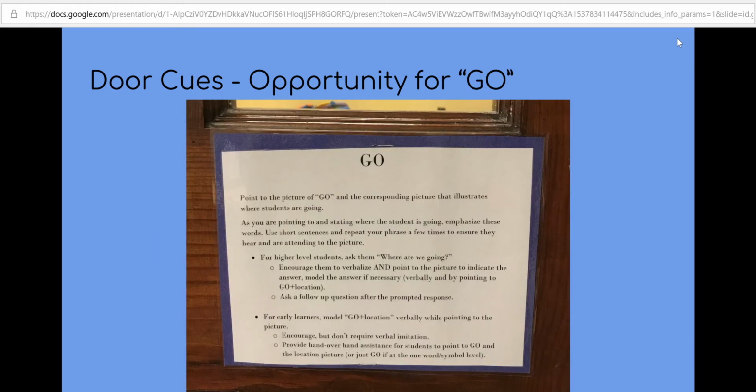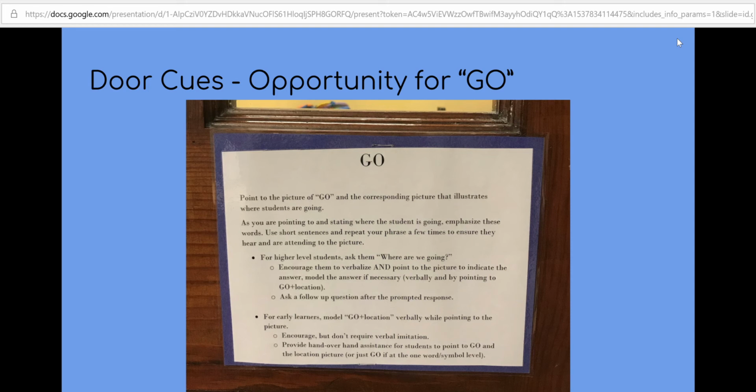The next door cue is for the word go. So this is hanging on the door as well, and there are times when students are leaving the room. They are always going somewhere. So they are either going to the bathroom, home, or to the motor room or the gym.